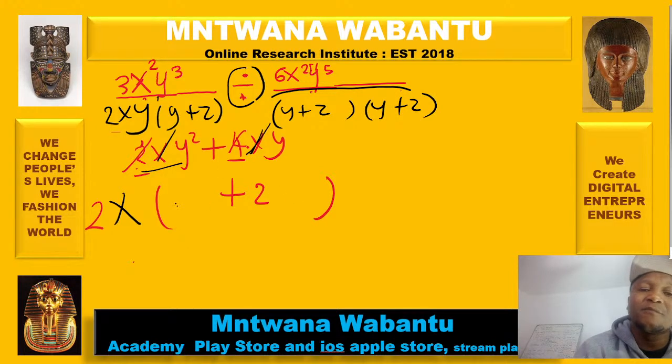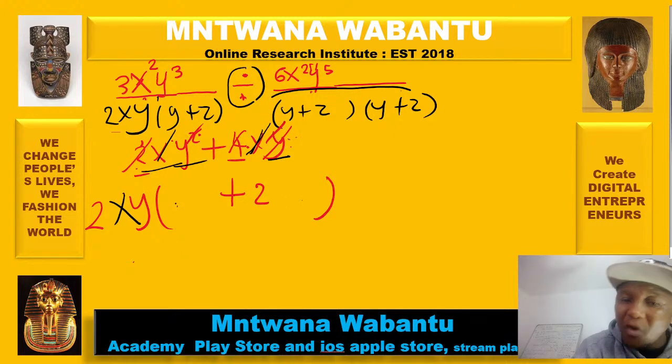Now we go for y. For y, we have a y squared and y. But the smallest one is y. So this y is going to go, and then I don't have to write anything. This one y is going to go out also because when this is common, you put it out.